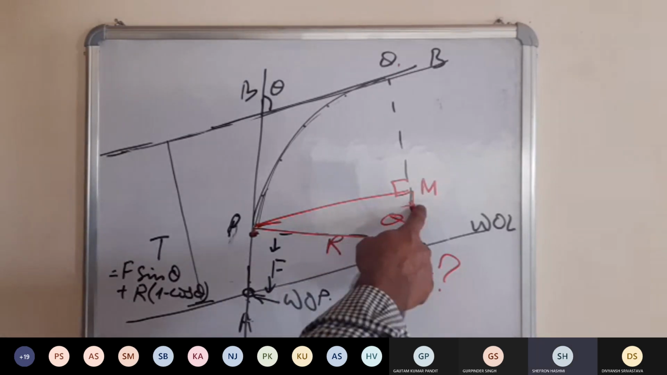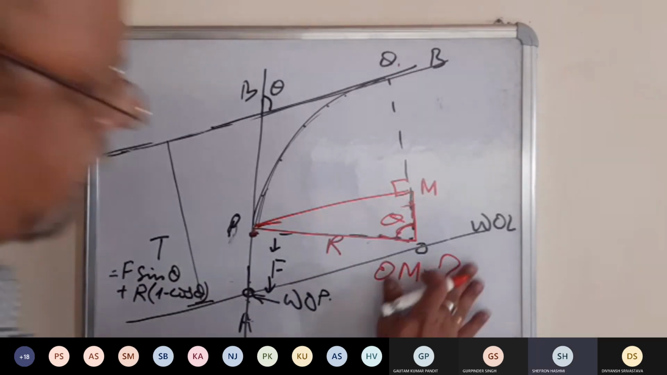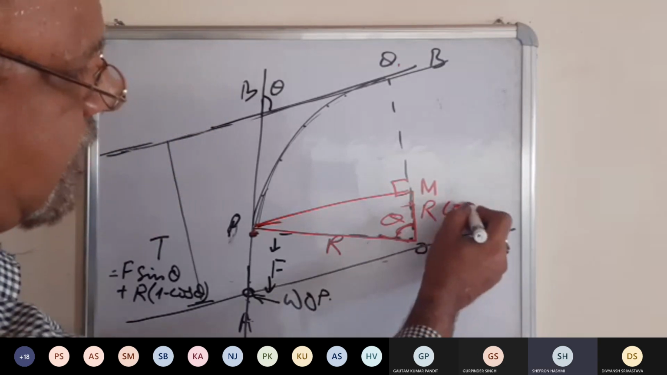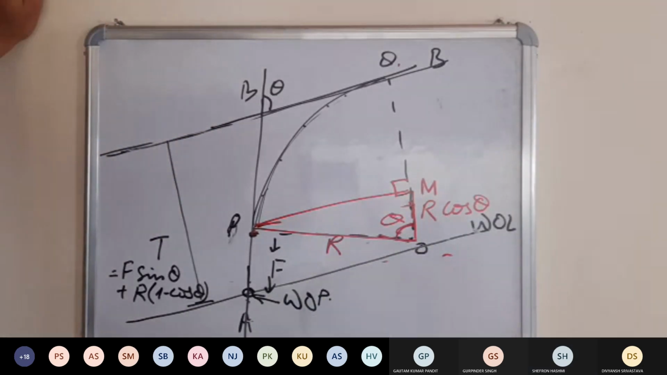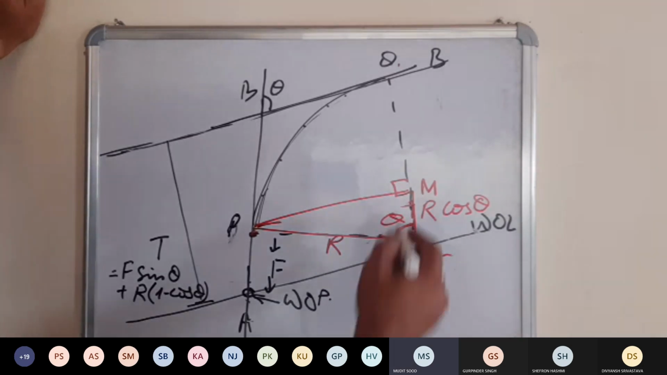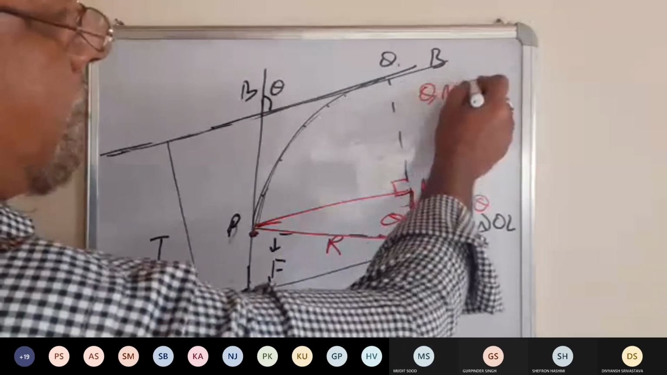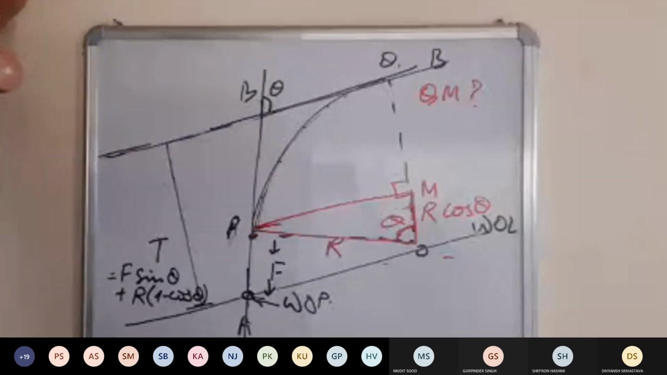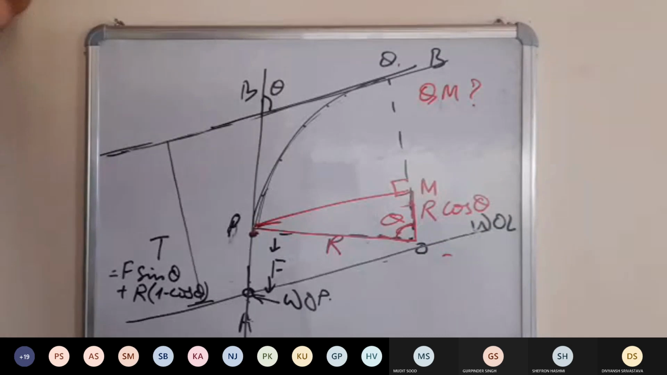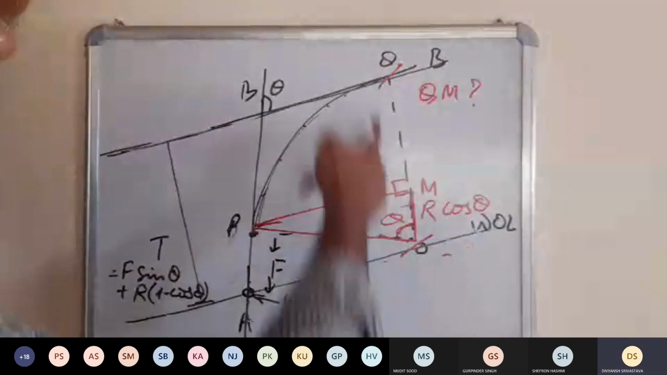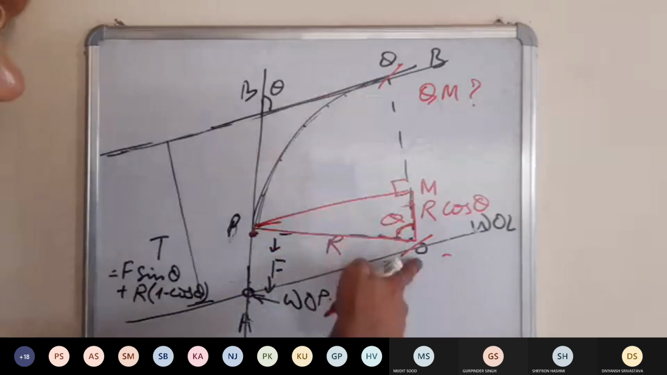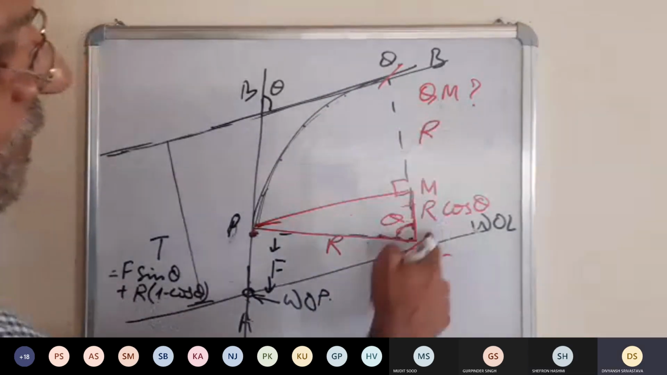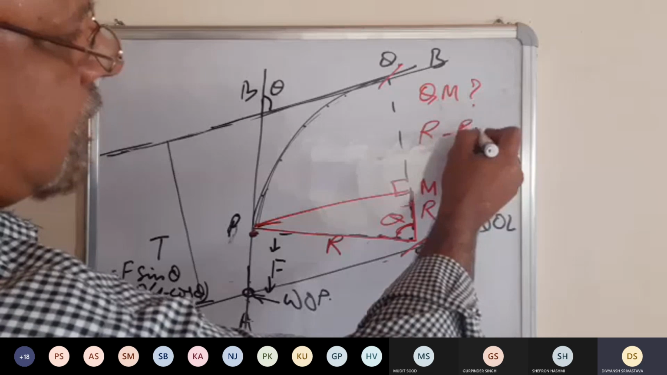This is hypotenuse, this is R, base, cos theta. R cos theta. All right, so this is R cos theta. Very good. Everybody okay? Anyone having trouble? No, sir. Okay, good. So then what is QM? R minus R cos theta. From here to here is how much? R sir. R minus R cos theta. Very good. R minus R cos theta.